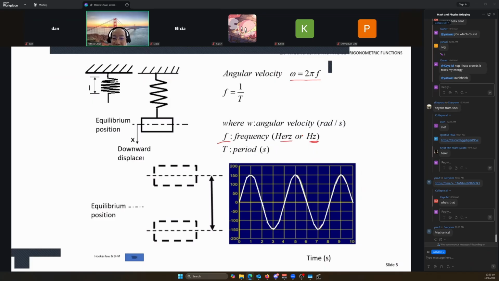Omega is the angular velocity. Okay, so there's one formula. Omega is 2 pi F. And the formula for frequency is 1 over T, related to the T. T is the period.